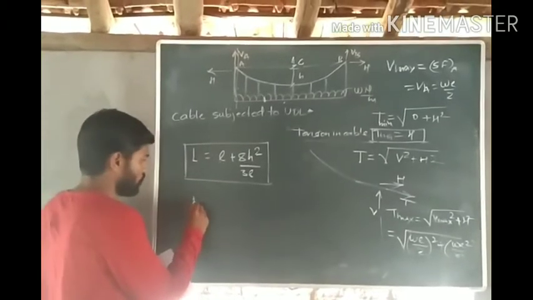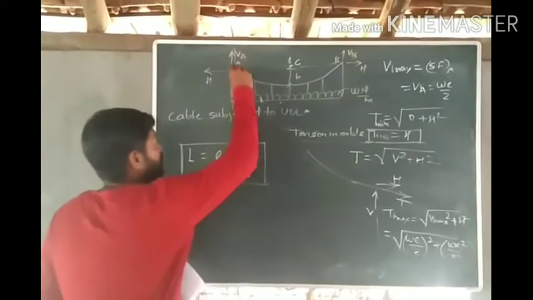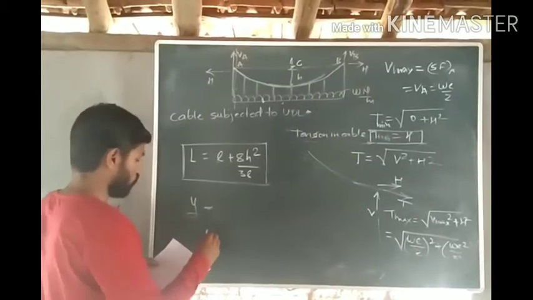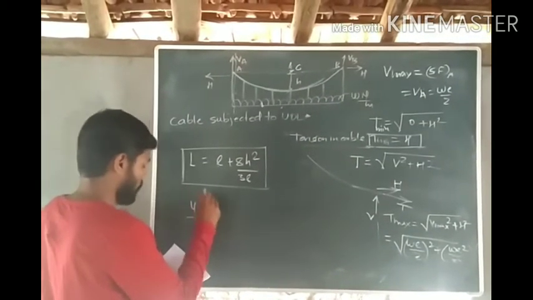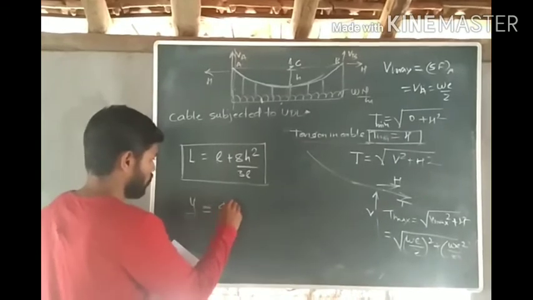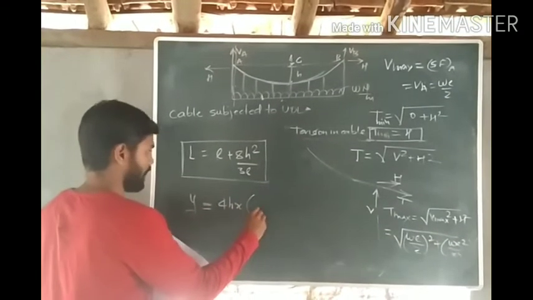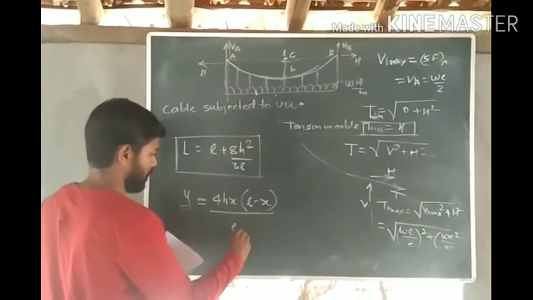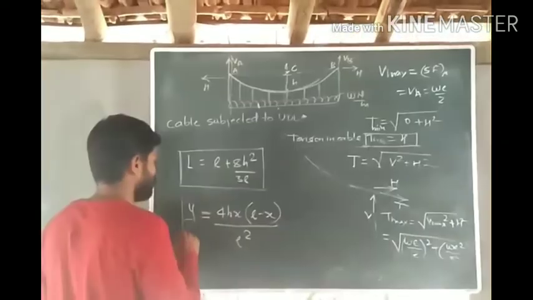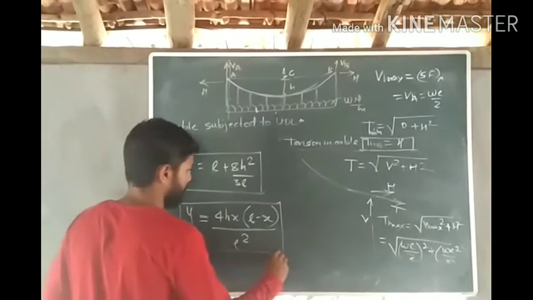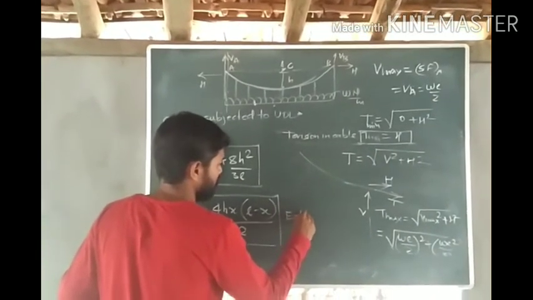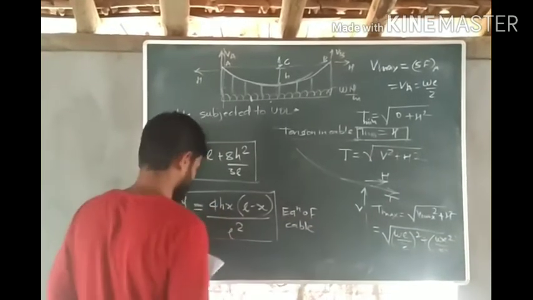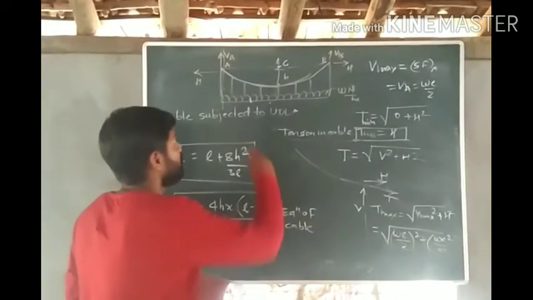And the equation of this parabolic curve, or the equation of this parabolic shape of the cable, will be equal to y is equal to 4hx into bracket L minus x divided by L square. So this is the equation of cable, or equation of this curve shape.